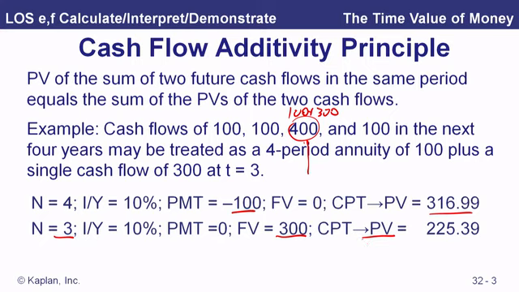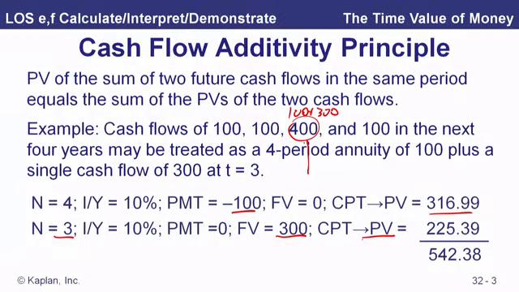And if we add those up, then we've got the present value of those 4 cash flows. So we can break these cash flows, future cash flows, up into any amounts we want for our calculations. Just make sure that we've added the present value of all the various pieces that we may have broken it into. So a total here, $542.38.